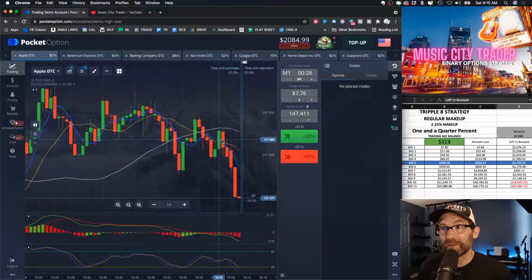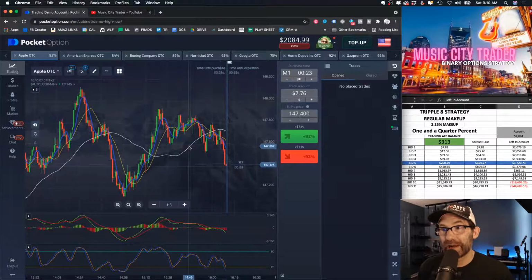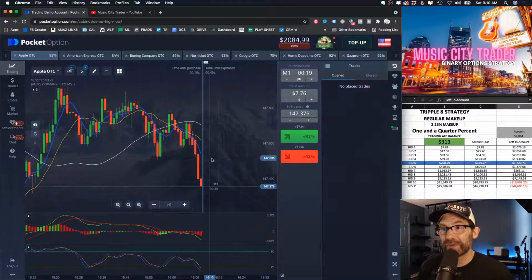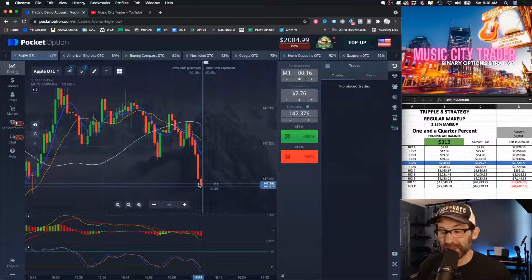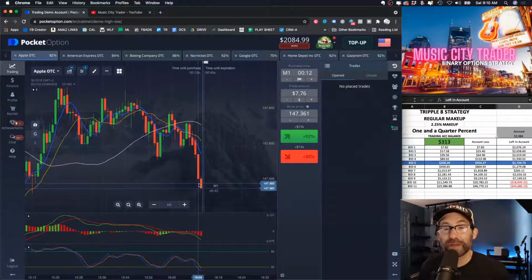You can see this is a massive downtrend, and it's just going to continue to go down and down and down. Make sure that you're trading only in demo until you are very confident, until you actually have a strategy, unless you just want to lose money in binary options and just put money in there and start pushing buttons, because I did that some.